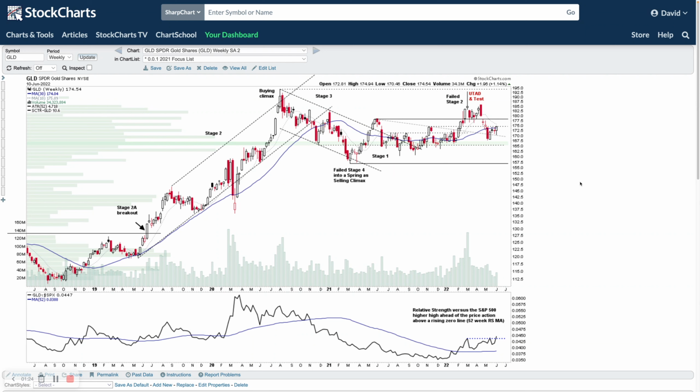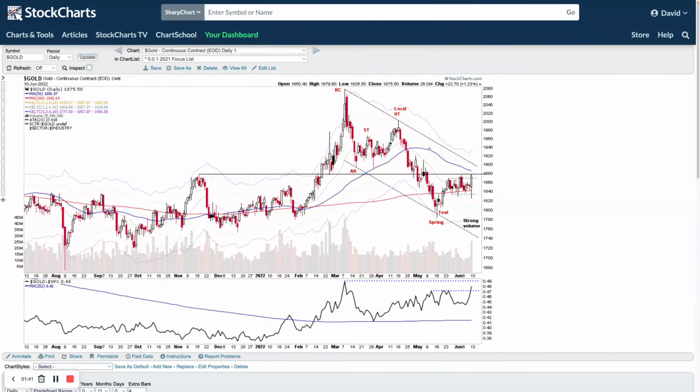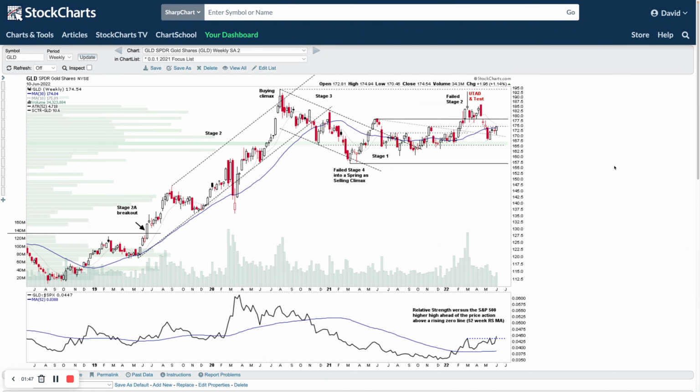But to start tonight in part 1 of the video, we're going to focus on what's going on in the gold and silver miners, starting off with what's going on in gold itself. So using the GLD ETF on the weekly chart here, but you can also use the daily chart. I'll show you the continuous contract. You could also use the PHYS physical gold ETF as well. They're all pretty similar in terms of look and feel.